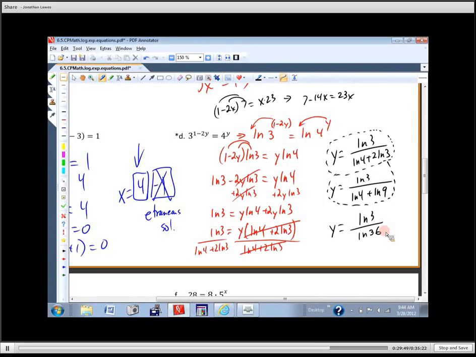No, you can't. That's not really a 3 and that's not really a 36. It's the ln of 3 and the ln of 36. So this is probably about as simple as it gets. You could get really funky and do this, log base 36 of 3, but don't bother.